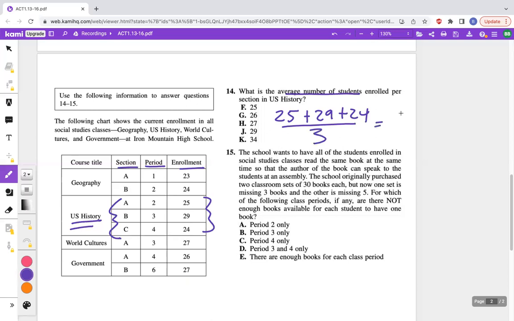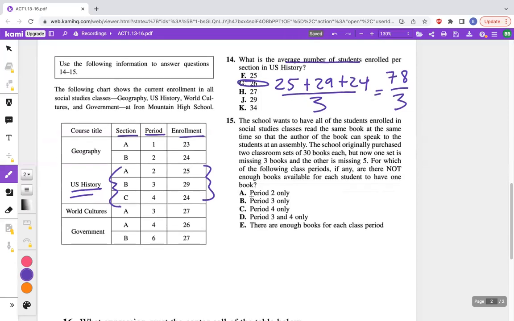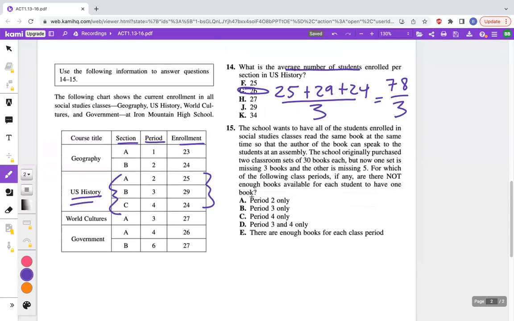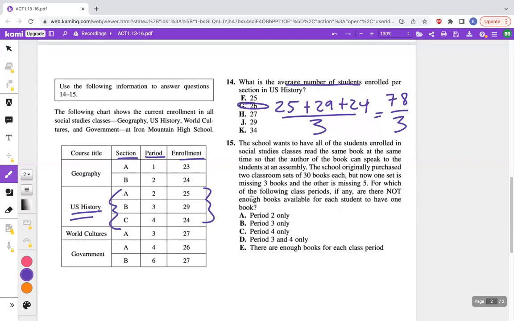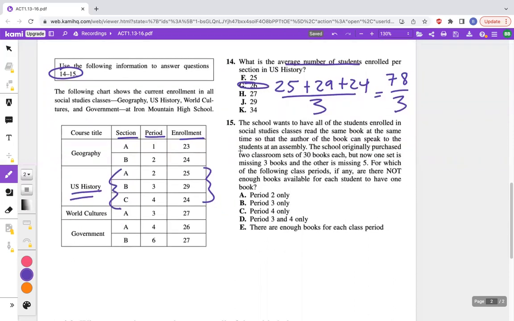This is going to come out to 78 over 3. So if we divide that out, 3 fits into 7 twice with a remainder of 1. 3 goes into 18 6 times, so we're looking at 26. You can confirm that on the calculator. All right, so 15 is using the same set of information. It's always nice to make sure that you keep tabs on that.